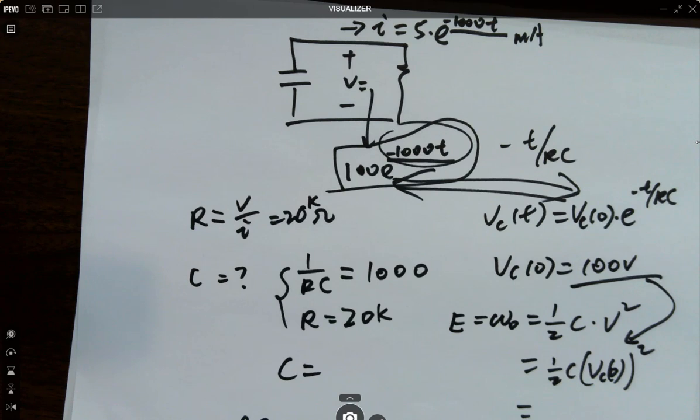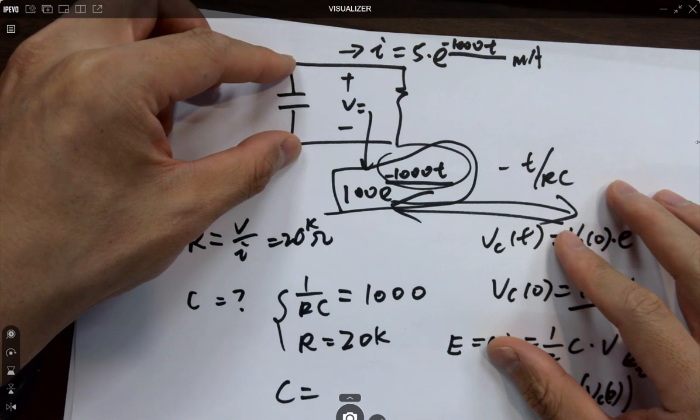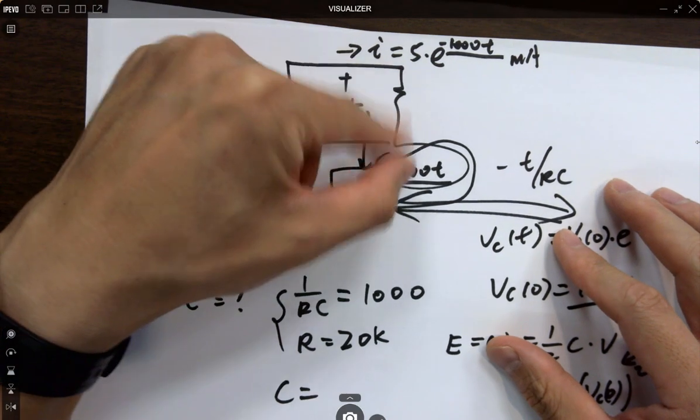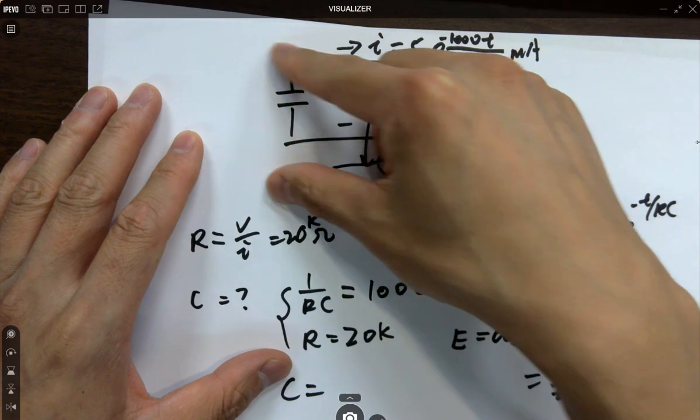Why is it discharging? You have the voltage potential, a voltage difference. What is that voltage difference going to do? It's going to flow the current, like pressure in a pump, pumping water through it.